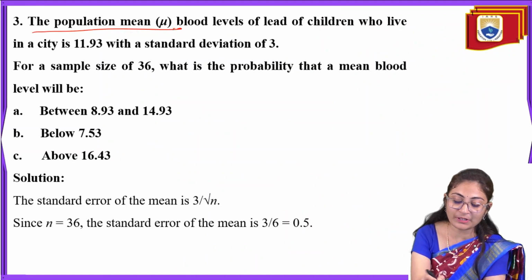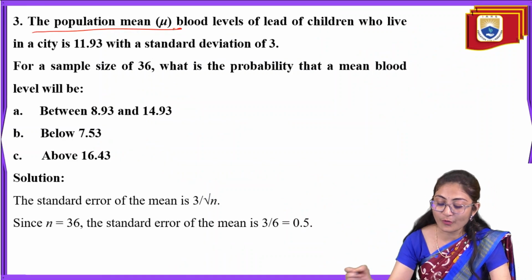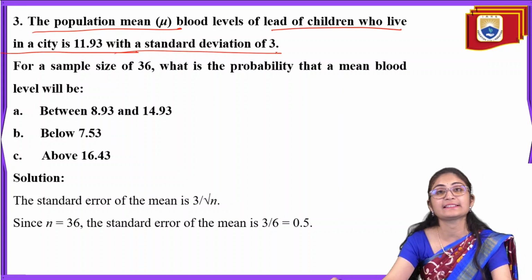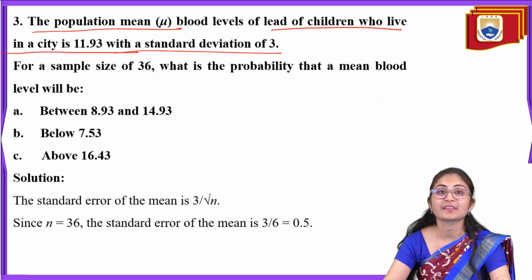Now next one: the population mean mu of blood levels of lead of children who live in a city is 11.93 with a standard deviation of 3.